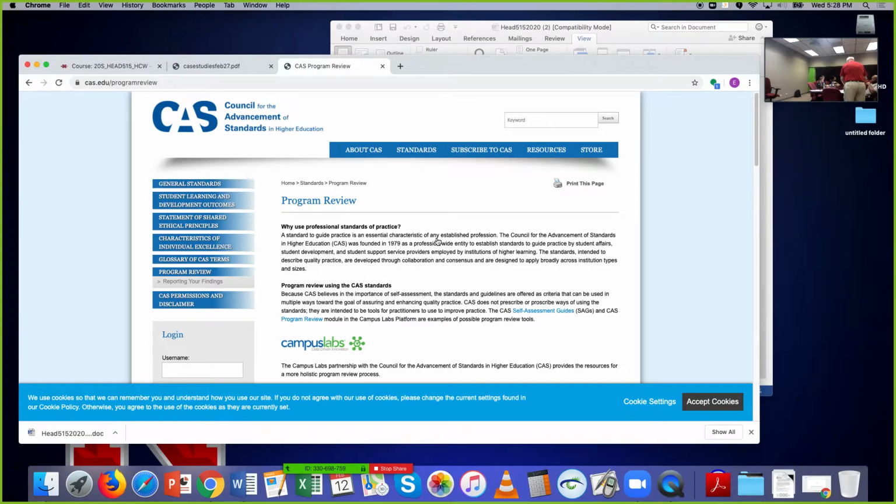Chapters 7, 8, 9 tend to be the meat of it, and then chapter 11 when we talk about the CAS standards and regional accreditations and associations.